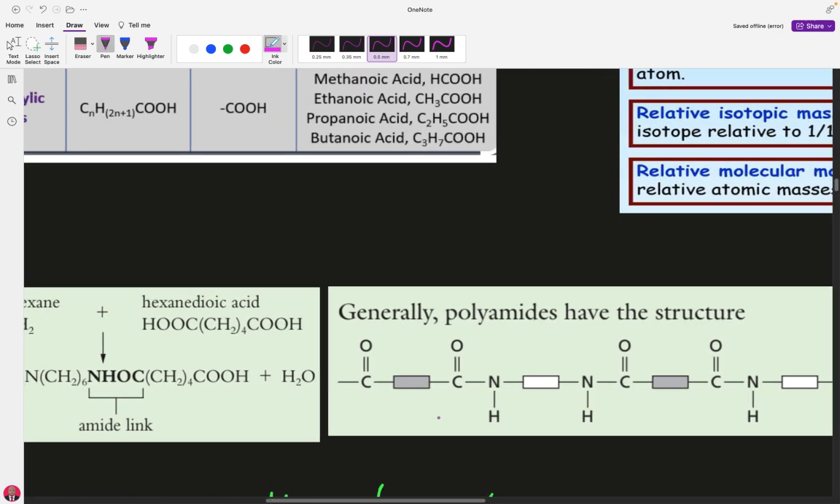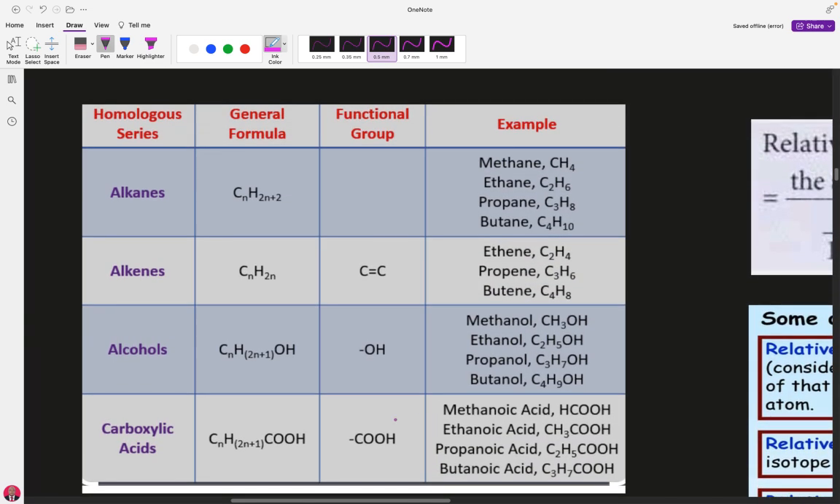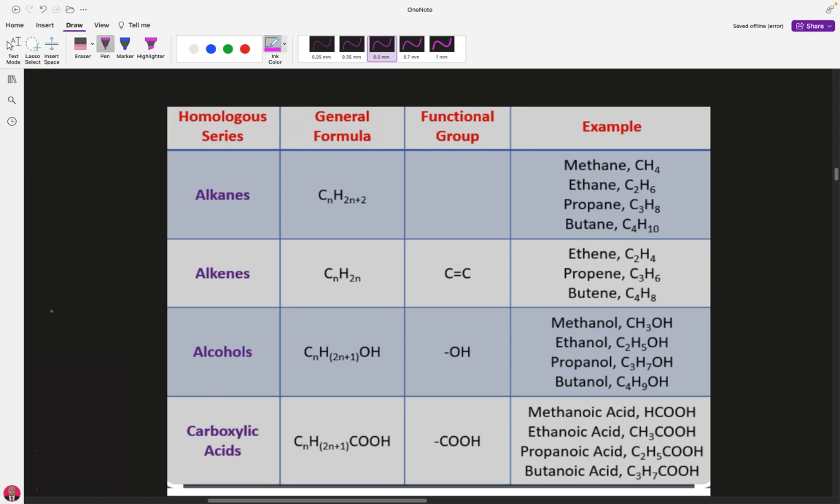This is how the alkanes are arranged. Look at this example here. The alkanes have CnH2n plus 2. I don't need the functional group here, but we have methane, ethane, propane, and butane.